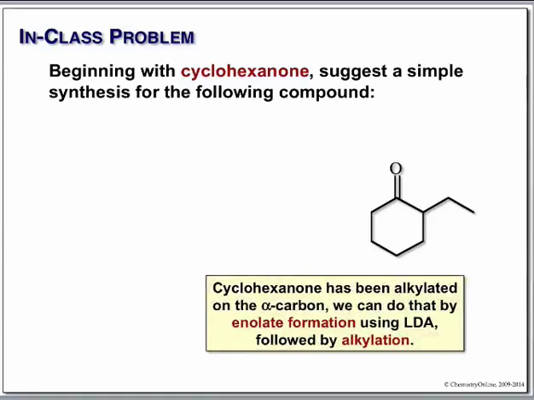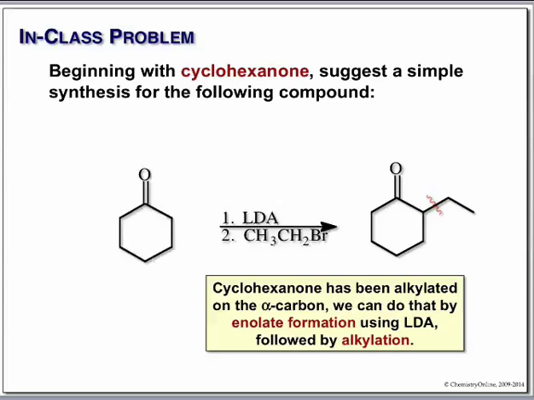Going to take our anion, going to do an alkylation. The bond that we're going to make is going to be this guy. That means we need a 2-carbon chunk. All we're going to do is take cyclohexanone, LDA, followed by bromoethane. That would work. We introduce our simple alkyl group.